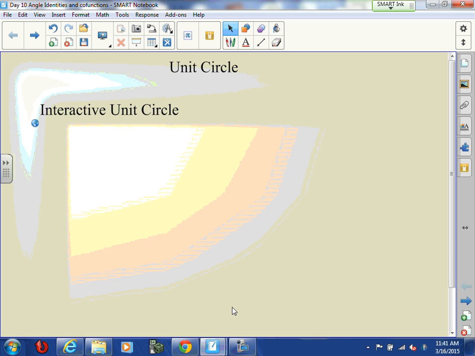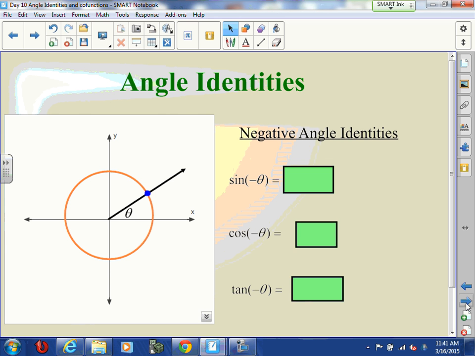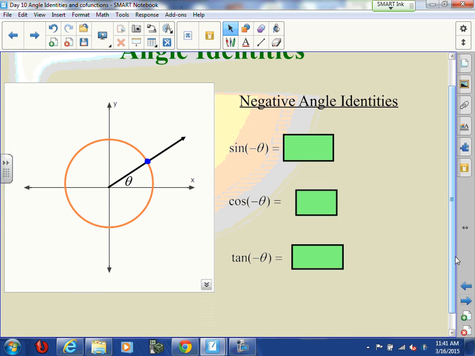Now, why are you telling us that? I want to look at some angle identities, and specifically negative angle identities. So let's say here's theta right here. We're in the first quadrant. We know all students take calculus. Sine is positive in quadrants 1 and 2.